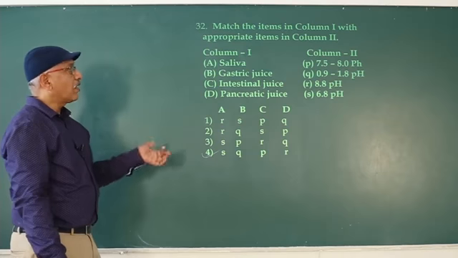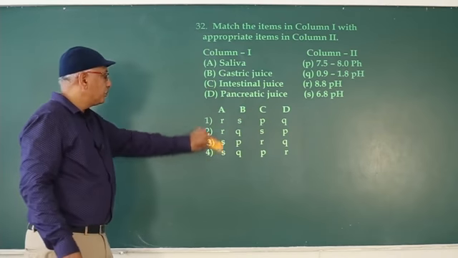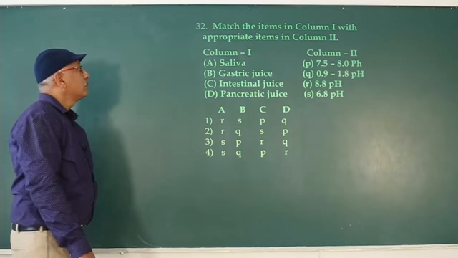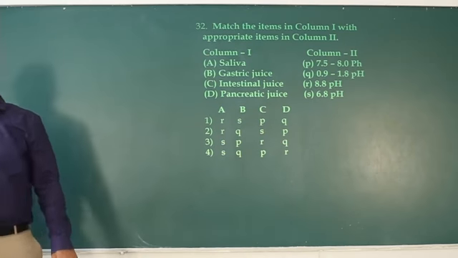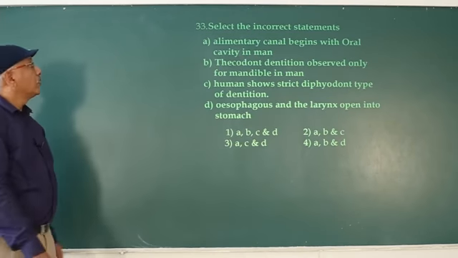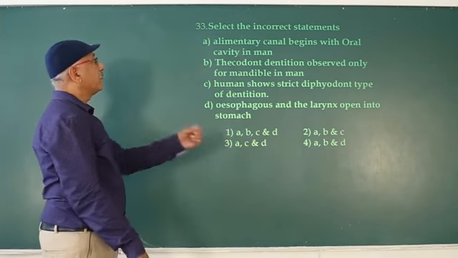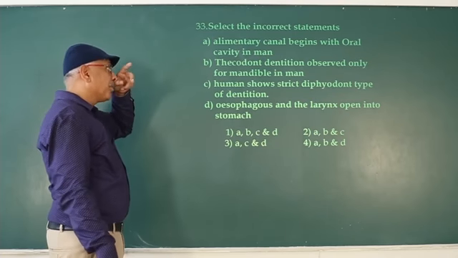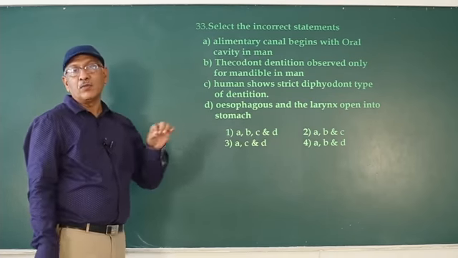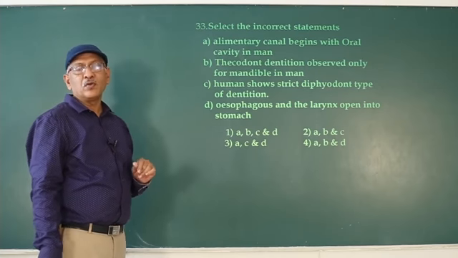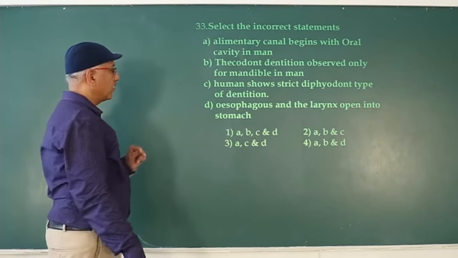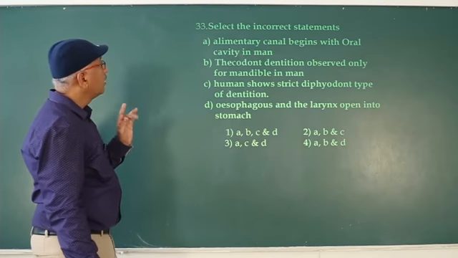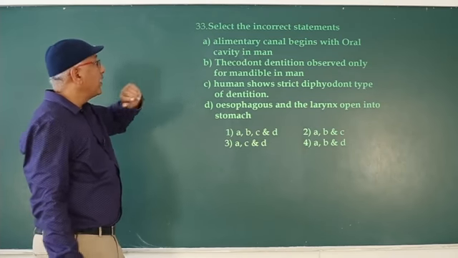Match the items in column 1 with column 2. Select the incorrect statement. Alimentary canal begins with the oral cavity in man. Wrong. The alimentary canal begins with the mouth, and the mouth opens into the oral cavity. First statement wrong. You have to identify the incorrect statement.